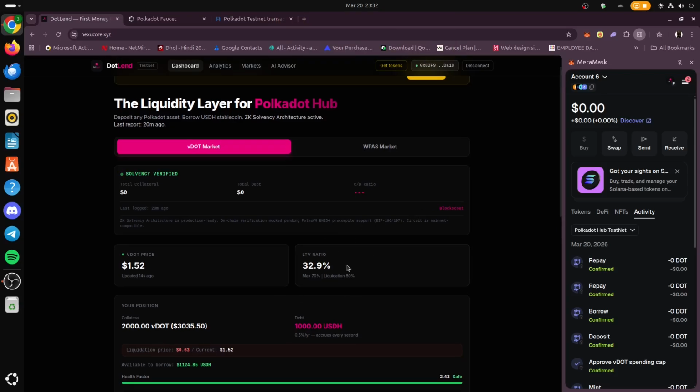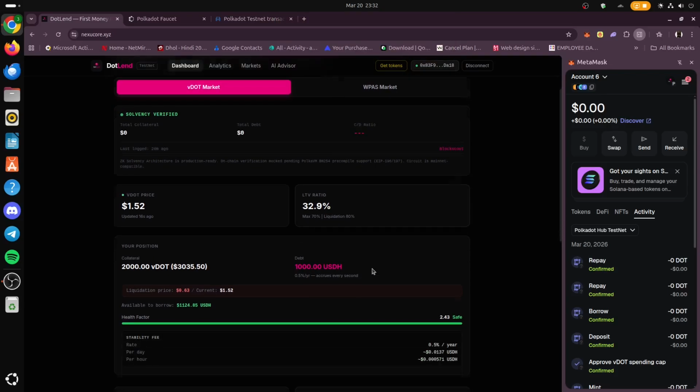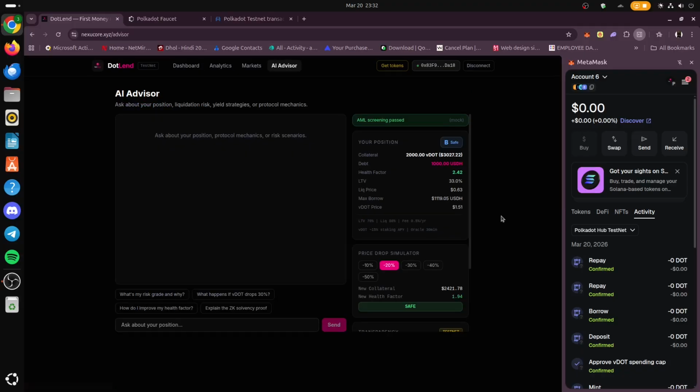Debt is mentioned, health factor is mentioned. Now even if the price drops by 50%, it will only go to the warning phase. Until a 40% drop, we are still safe.